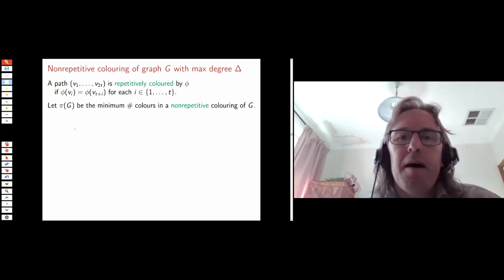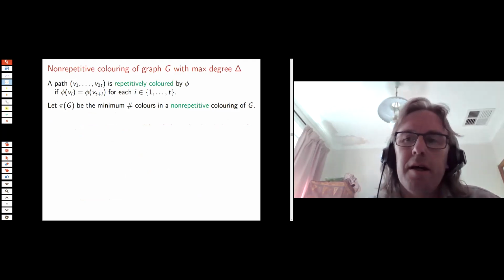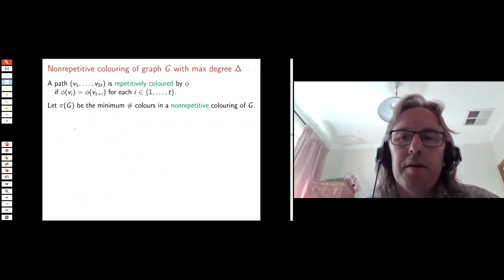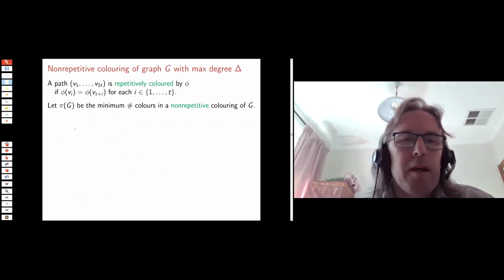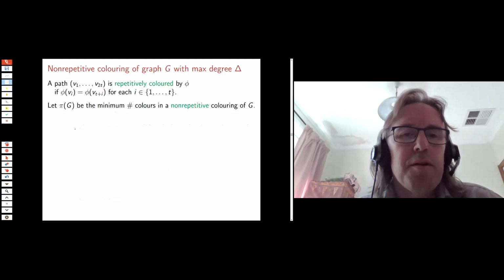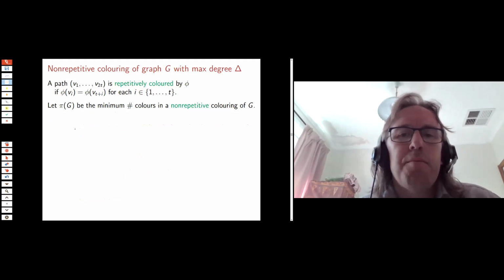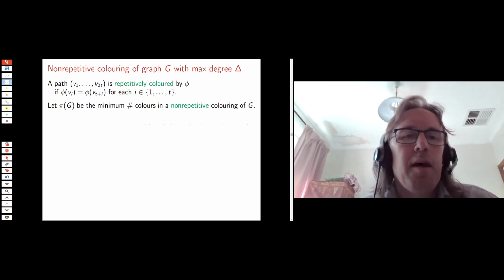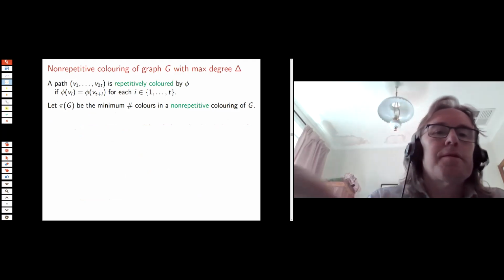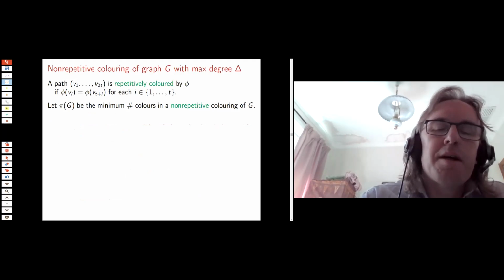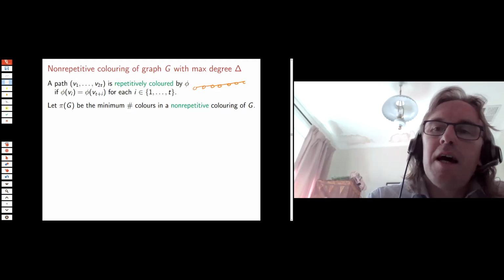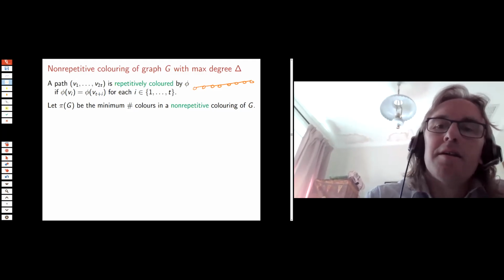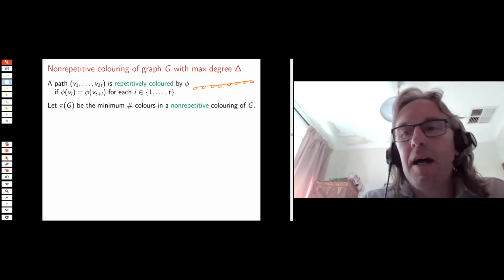Okay, my next example is a non-trivial one. This is the setting in which Rosenfeld actually worked, and it's called non-repetitive colorings. So what is this concept? Well, it came out of the combinatorics of words. So we say a path in a graph, this is a path with 2t vertices, is repetitively colored by phi if phi of v_i equals phi of v_{t+i} for each i from 1 to t. So you think that it's saying that the first half of the path gets the same color sequence as the second half of the path.